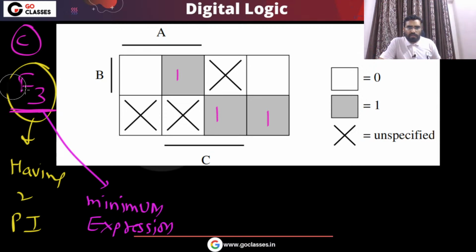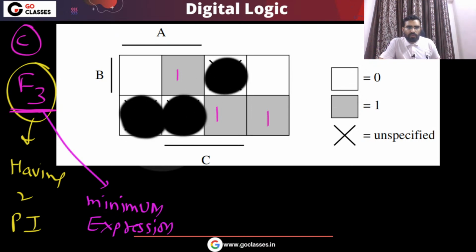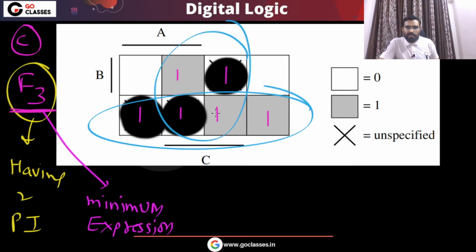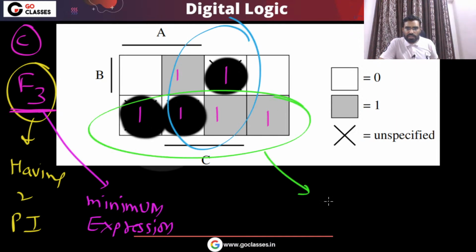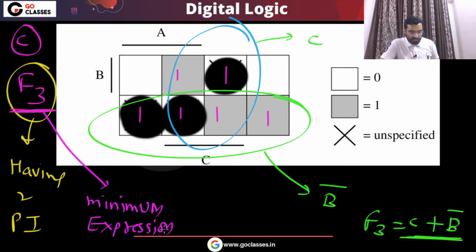Here I can make this one. Like this I can do, very simple. If I do it like this, you can notice I will get 2 PIs, this one and this one. This one is B bar, and this one is C. So your F3 will be C or B bar.